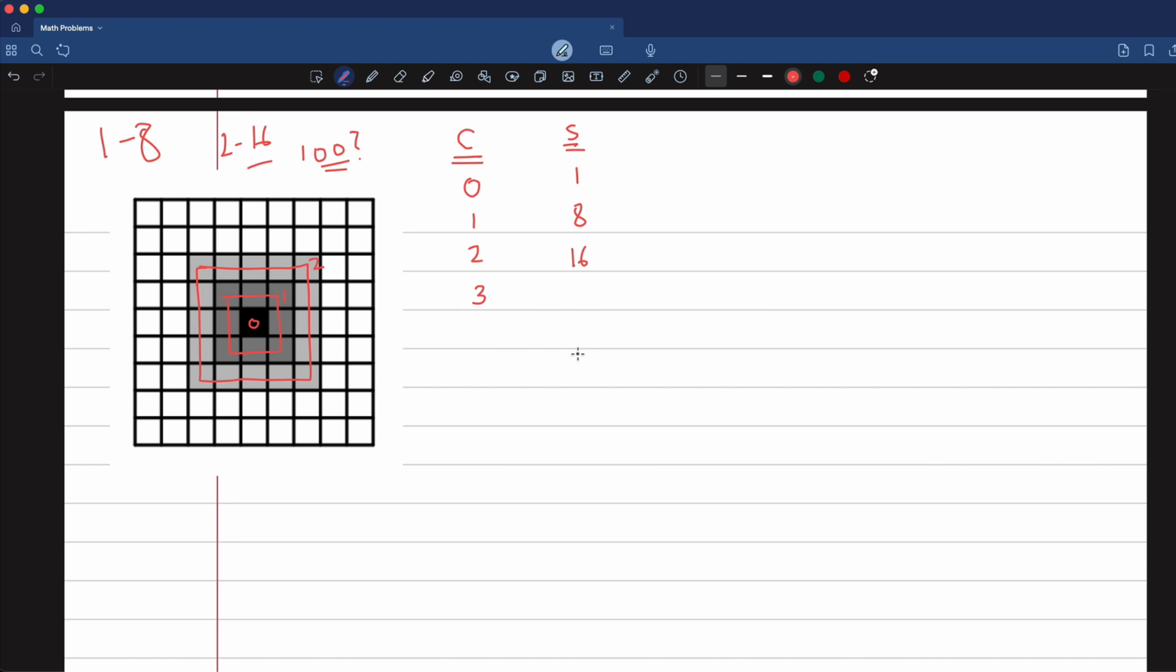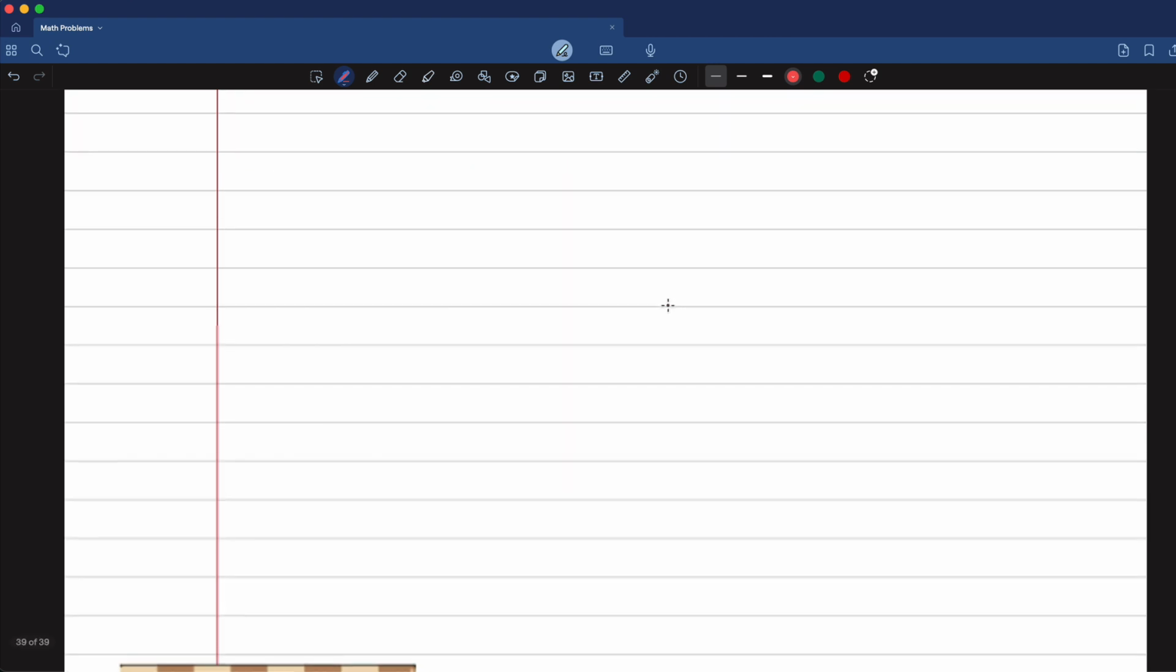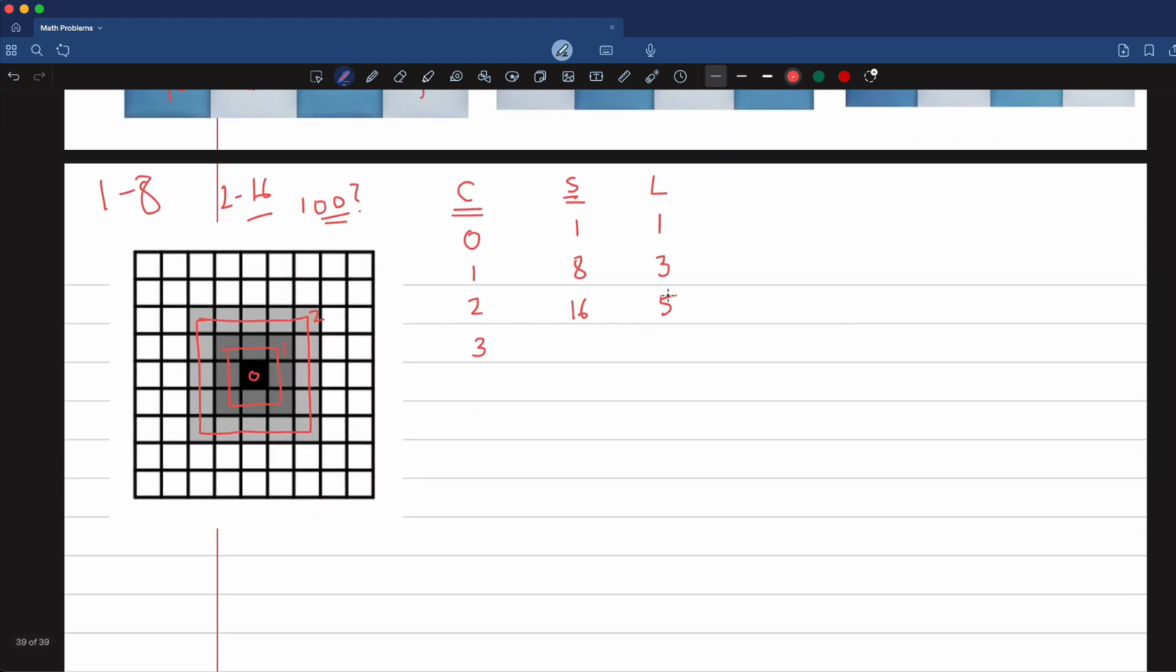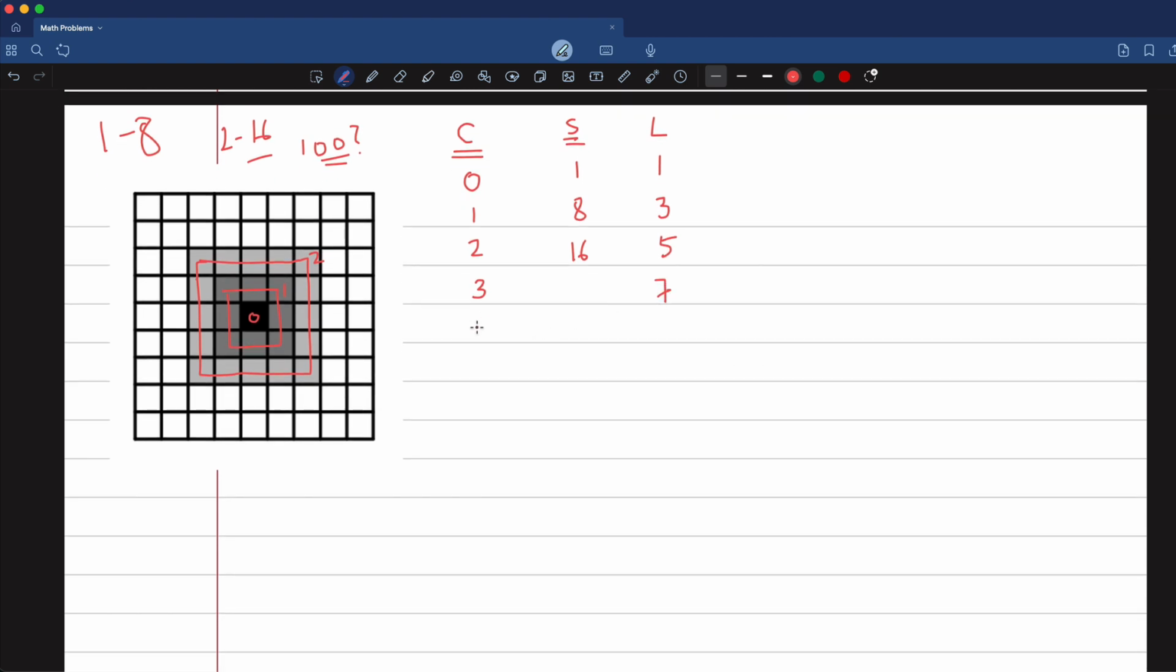But we need more than this. One other thing that you can notice is the length of each square. For example, the length of level 0, circle 0, is 1. It's a 1 by 1 square. The length of level 1 is a 3 by 3 square. The length of level 2, which is one dimension of that square, is a 5 by 5 square. So you already see the pattern. The third one would have 7. The fourth one would have 9. So you see the pattern here.